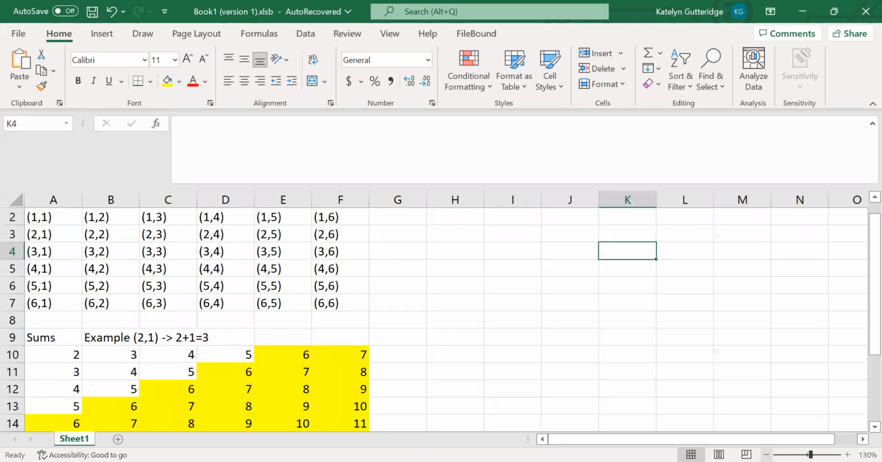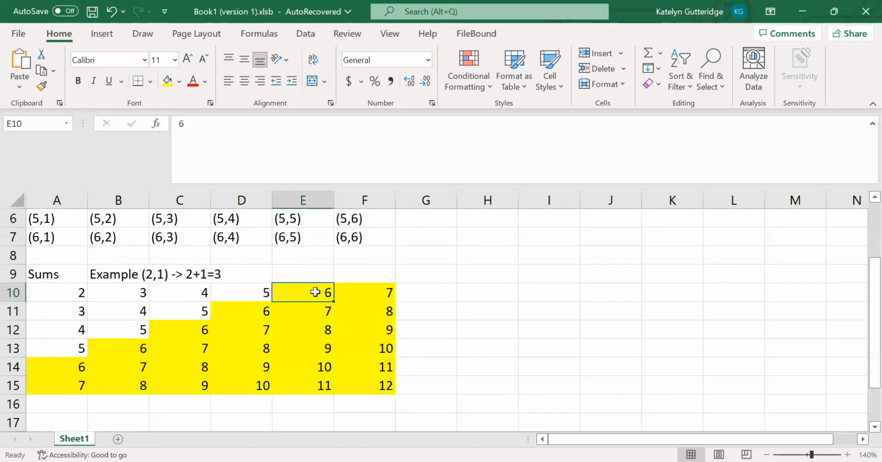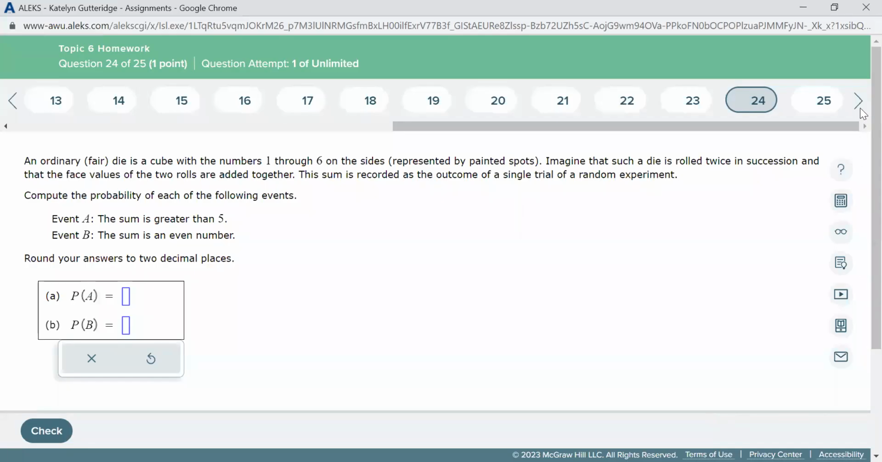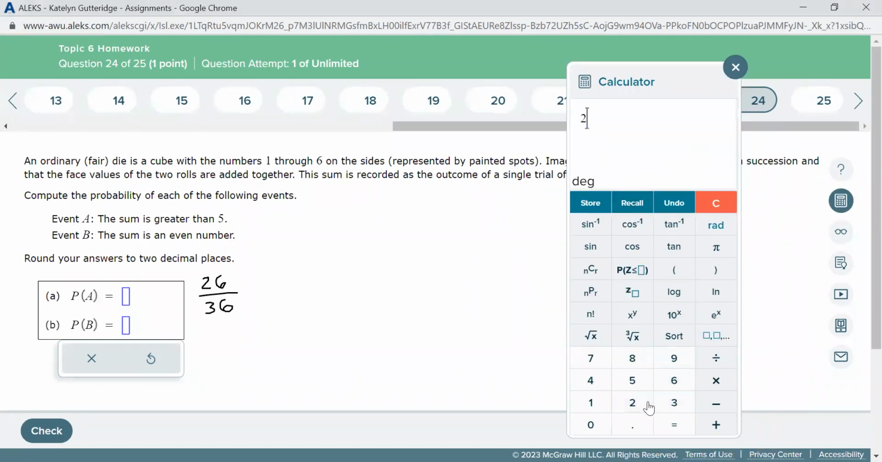So let me zoom in. I'm going to count all the cells I highlighted. 1, 2, 3, 4, 5, 6, 7, 8, 9, 10, 11, 12, 13, 14, 15, 16, 17, 18, 19, 20, 21, 22, 23, 24, 25, 26. So 26 sums are greater than 5. To find the probability, I take 26 divided by the total number of outcomes, which we talked about at the very beginning is 36. 26 divided by 36 gives us 0.722, and it said round to 2 decimal places, so 0.72. All right, let me write this out to be official.